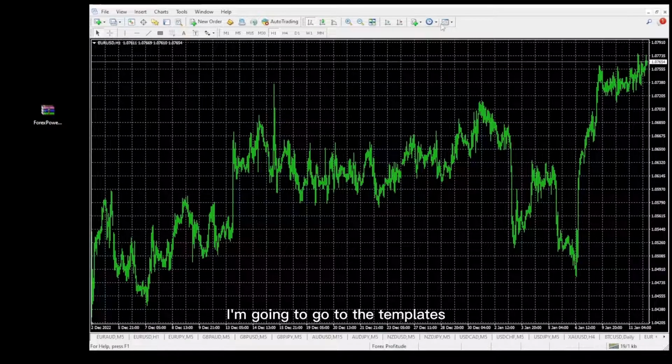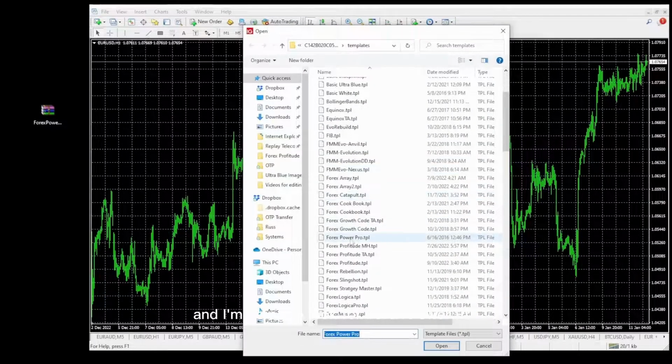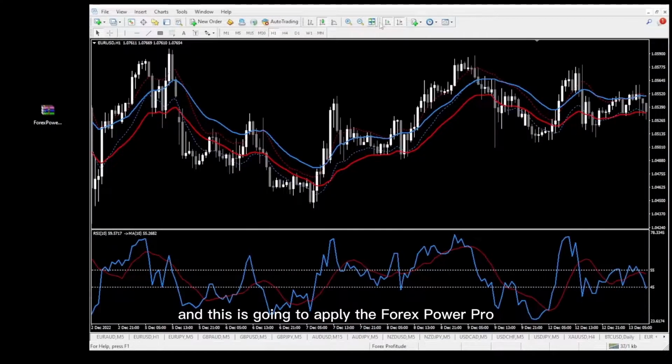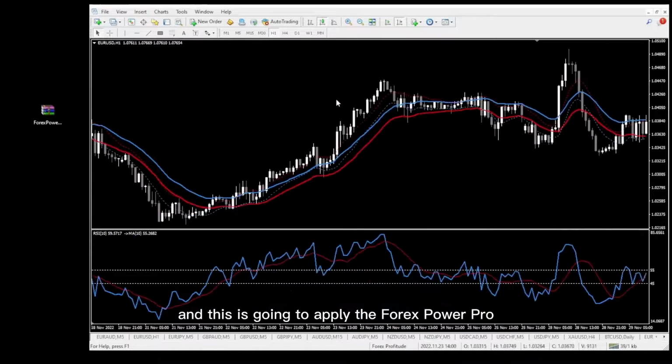And finally, I'm going to go to the templates and choose load template. And I'm going to look for Forex Power Pro, and that's it right here. I'll click it and click open. And this is going to apply the Forex Power Pro to your chart.